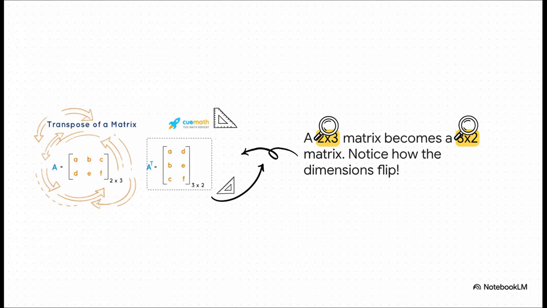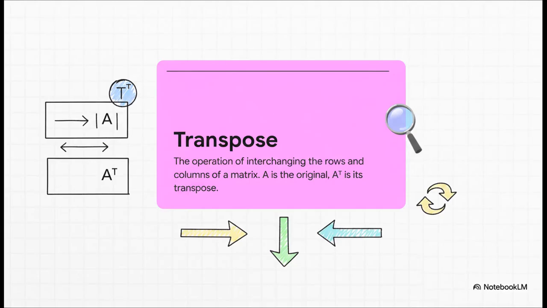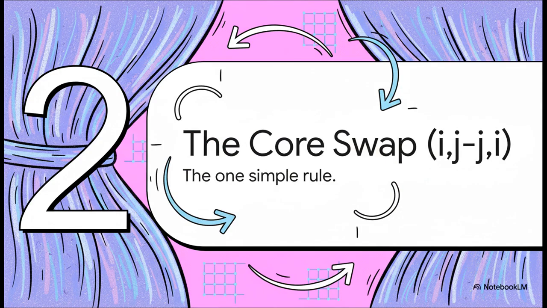The most important thing to see here is that the dimensions themselves literally flip. The number of rows becomes the new number of columns, and the number of columns becomes the new number of rows. So yeah, the formal definition is pretty straightforward. A transpose is just the operation of swapping the rows and columns. And you'll pretty much always see it written with that little superscript T next to the matrix name. That's just the universal sign for transpose. Simple idea, simple notation.